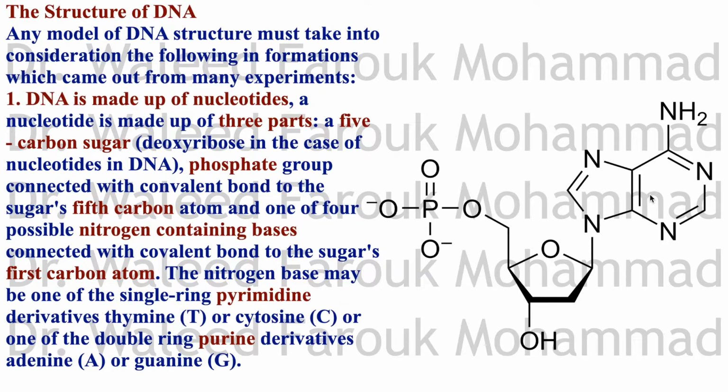The nitrogen base may be a single ring like the pyrimidines, which are thymine and cytosine, or a double ring like the purines, adenine and guanine. This is a double ring, so this is either adenine or guanine. Okay.